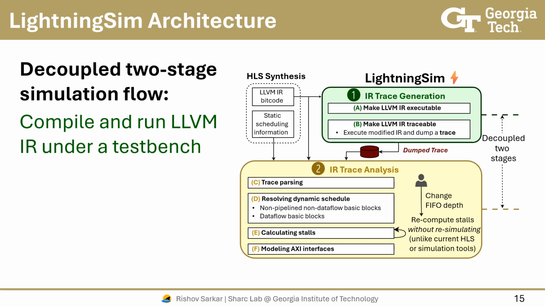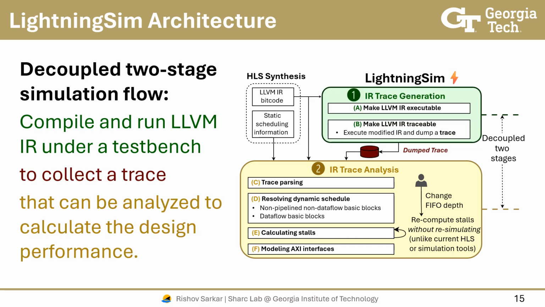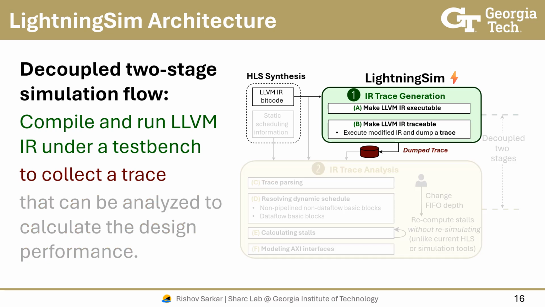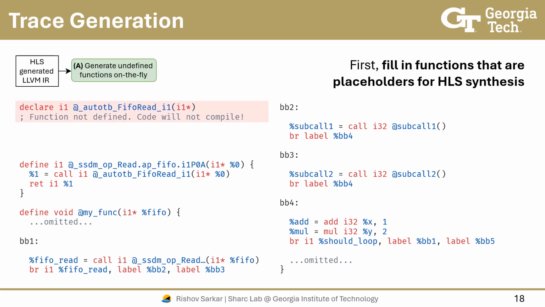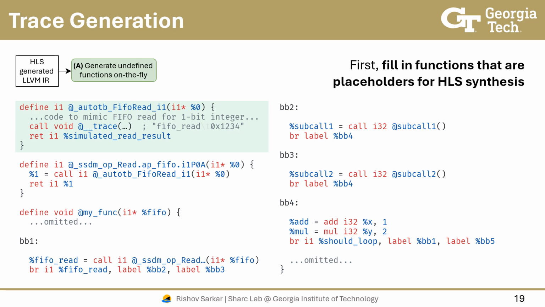We compile and run LLVM-IR under a test bench to collect a trace that can then be analyzed to calculate the design performance. Let's first look at how this trace generation process works. The goal of trace generation is to take the HLS-generated LLVM-IR and get it to run under a test bench and determine what instructions are executed under that test bench. This isn't possible as is, because certain functions in the LLVM-IR are placeholders for HLS synthesis and are otherwise undefined and therefore can't be compiled. Thus, we generate our own implementations for these functions based on pre-written templates.